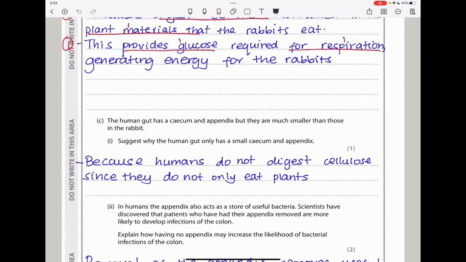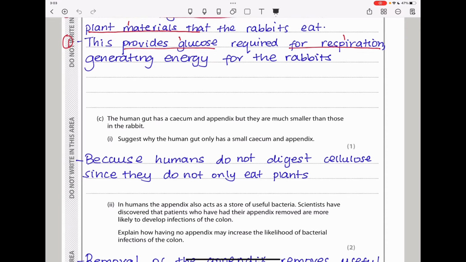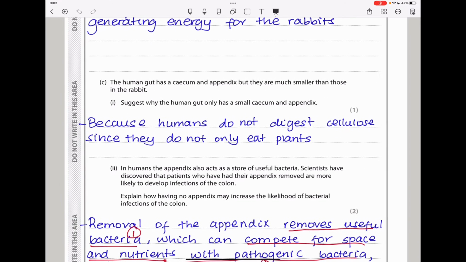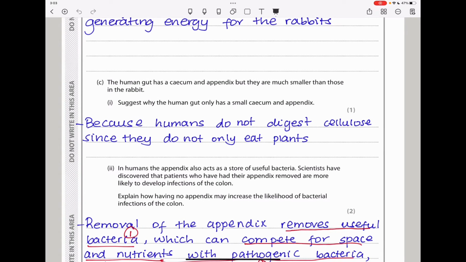Next they say the human gut has a cecum and appendix, but they are much smaller than those in the rabbit. Suggest why the human gut only has a small cecum and appendix. So humans do not digest cellulose, since we do not have the enzymes. We do not need that portion of our gut, so it's unnecessary to be longer.